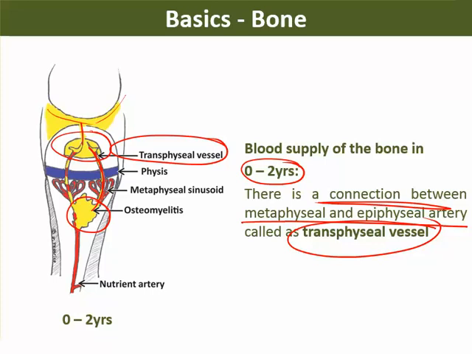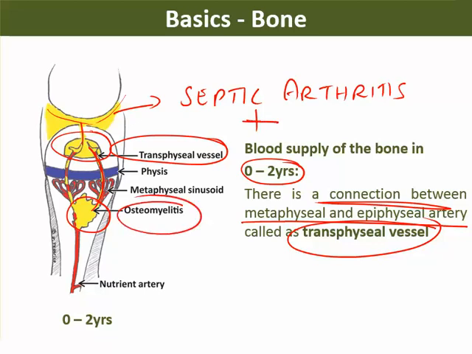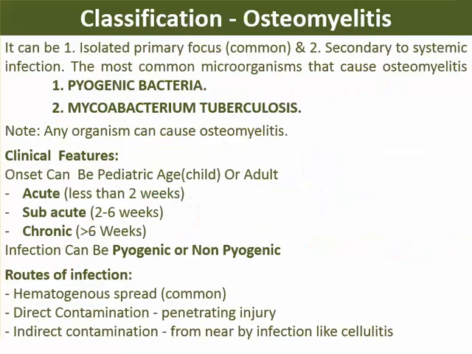It can enter the joint. It can produce septic arthritis. So this is a case of septic arthritis plus osteomyelitis. Understand? So in 0 to 2 years, this is the clinical outcome. Now let us classify osteomyelitis.